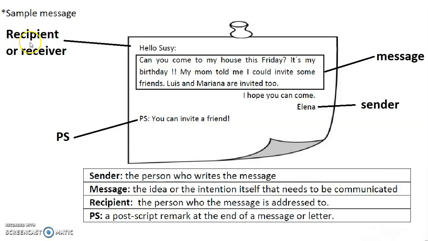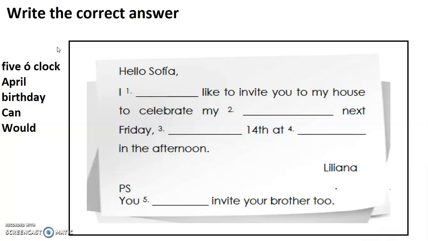All right. So here we go. Let's practice that. Here we have this one here. Who is the sender? Who is the sender here? Sophia or Liliana? If you say Sophia, you are wrong. It's not Sophia. It's Liliana. She's the sender. So Sophia is the receiver or recipient of the message. Now this is the message. And this is the postscript, the postdata, postscript.